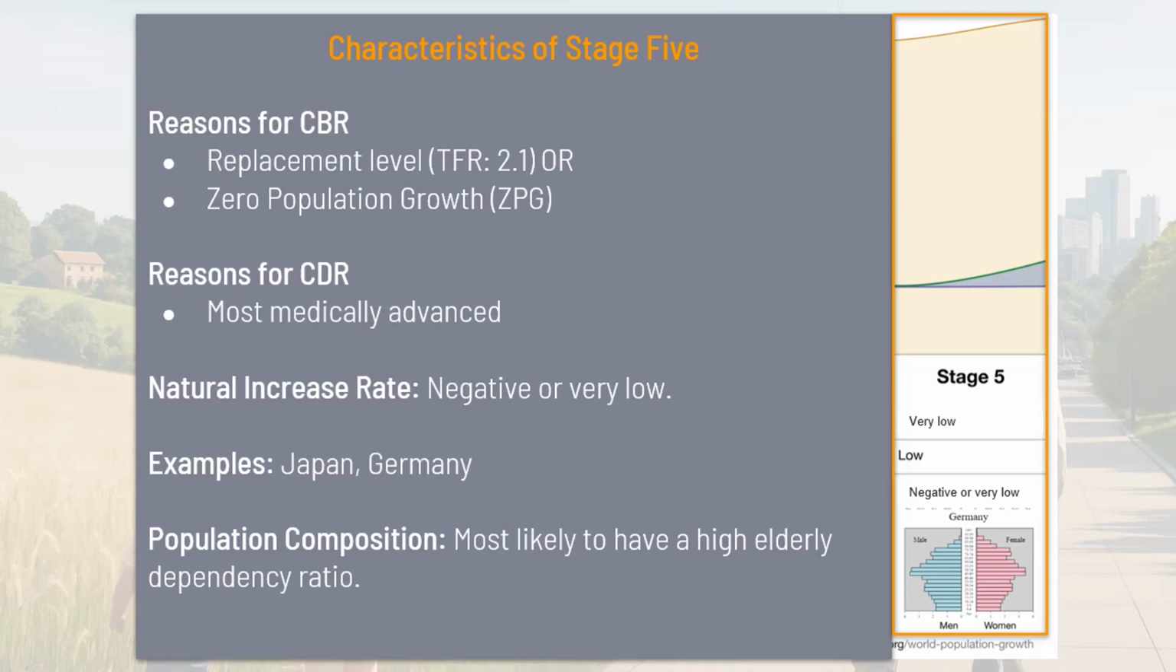Death rates remain low thanks to advanced medical care, but with fewer births, the natural increase rate turns negative or stays very low. Examples include Japan and Germany, where aging populations and fewer young people are creating major economic and social challenges. The population composition in this stage tilts heavily toward the elderly. High elderly dependency ratios mean fewer workers are supporting more retirees. Imagine a seesaw where the grandparents suddenly outweigh the grandkids.